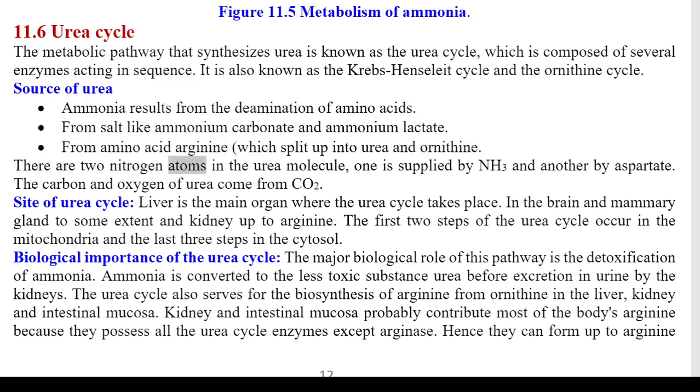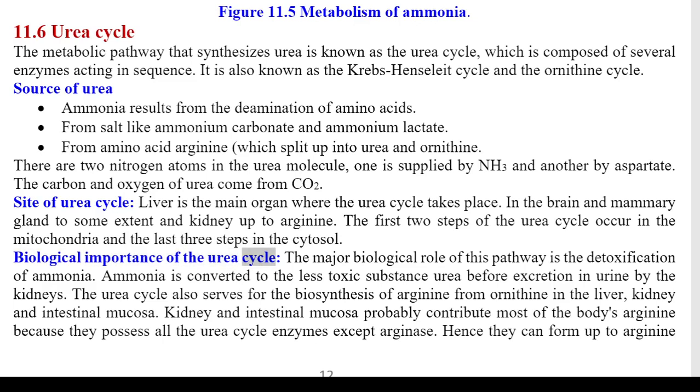There are two nitrogen atoms in the urea molecule, one is supplied by NH3 and another by aspartate. The carbon and oxygen of urea come from CO2. Site of urea cycle. Liver is the main organ where the urea cycle takes place, in the brain and mammary gland to some extent, and kidney up to arginine. The first two steps of the urea cycle occur in the mitochondria and the last three steps in the cytosol.